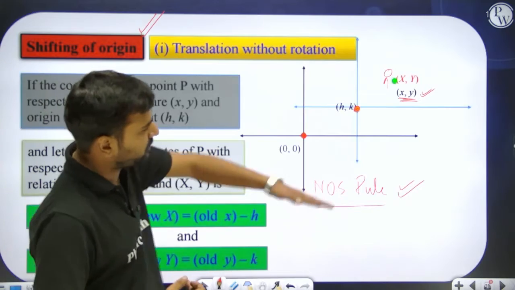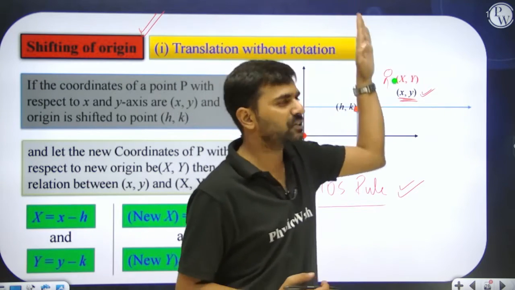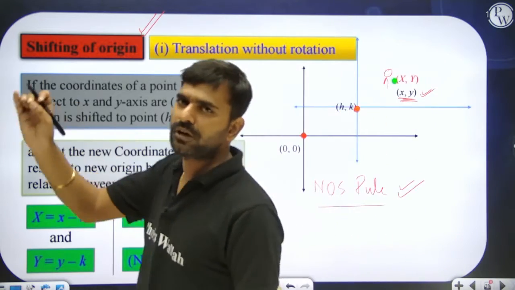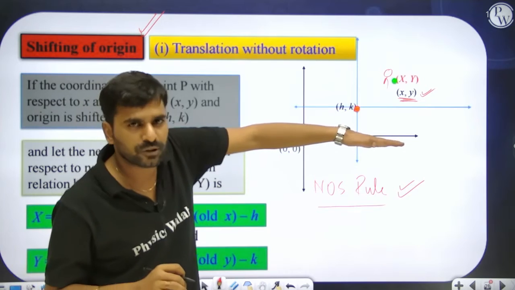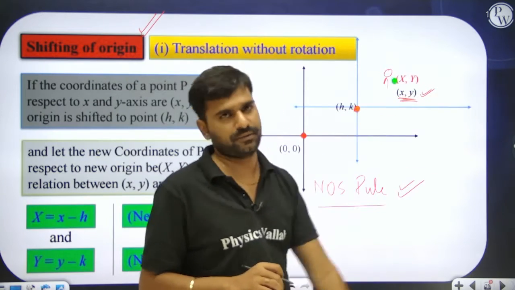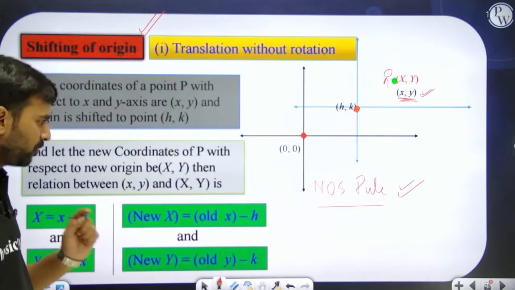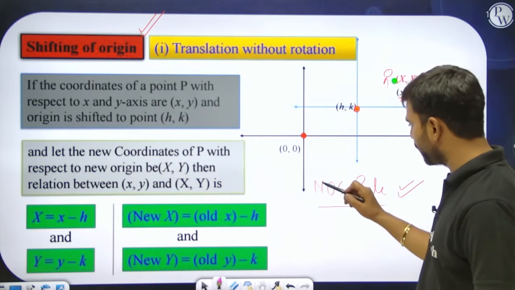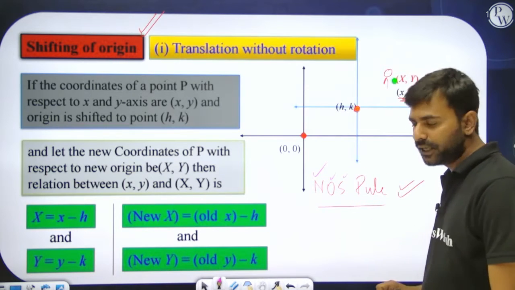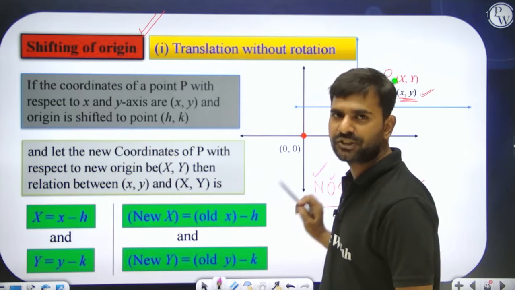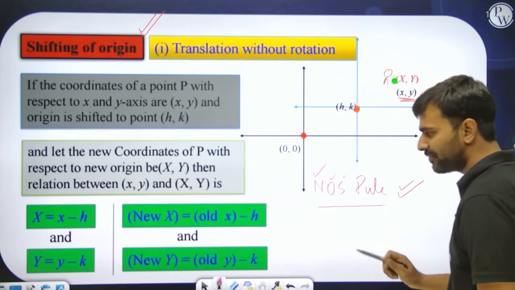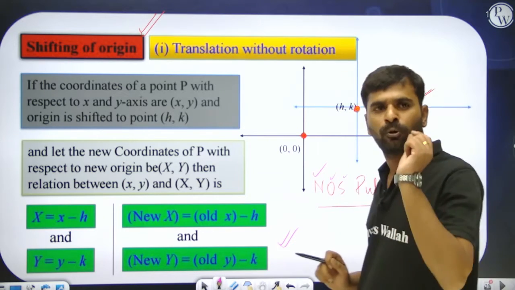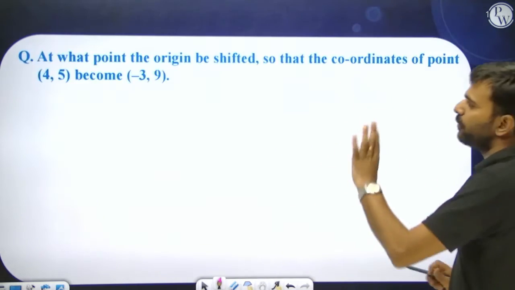Over here the axes are still parallel. Only translation has happened, but not rotation. Not rotation means this is also parallel to the x-axis and this is also parallel to the x-axis. That is what translation and not rotation means. So if you remember the NOSE rule, you will be able to understand these formulas quite comfortably. New is equal to old minus shifted. New x equals old x minus shifted, the point at which you have shifted. Similarly for y, NOSE rule, new is equal to old minus shifted. NOSE means new equal to old minus shifted. That's it. If you remember this much, then you will be able to solve this question.